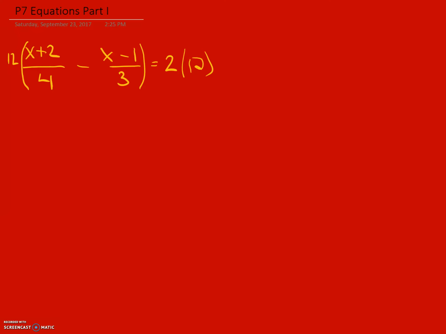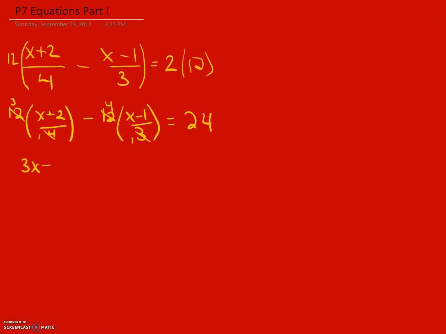Okay, when we do that, we're going to basically say 12 times (x plus 2) over 4 as one term. And I'm just distributing the 12 to both terms. That way we can take care of these. And we can take care of the right side to be 24. When I look at this one, I know that that will be 1, and this will reduce to 3. This will go to 1, and this will reduce to 4.